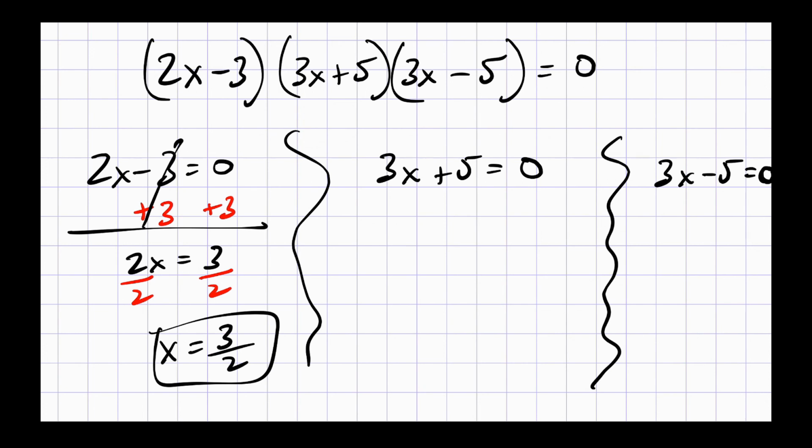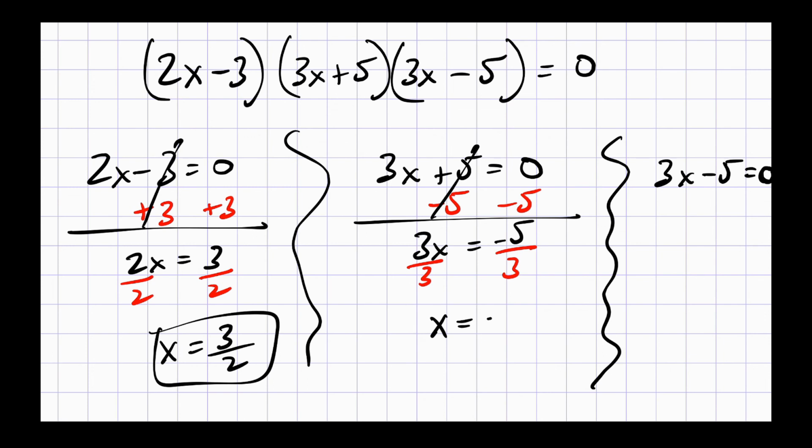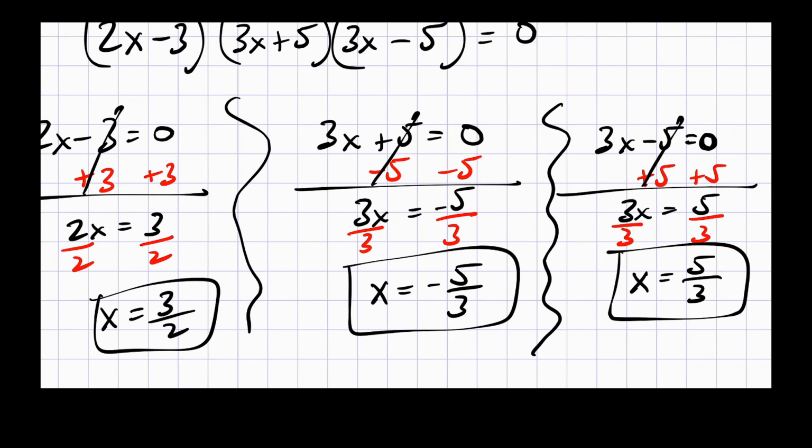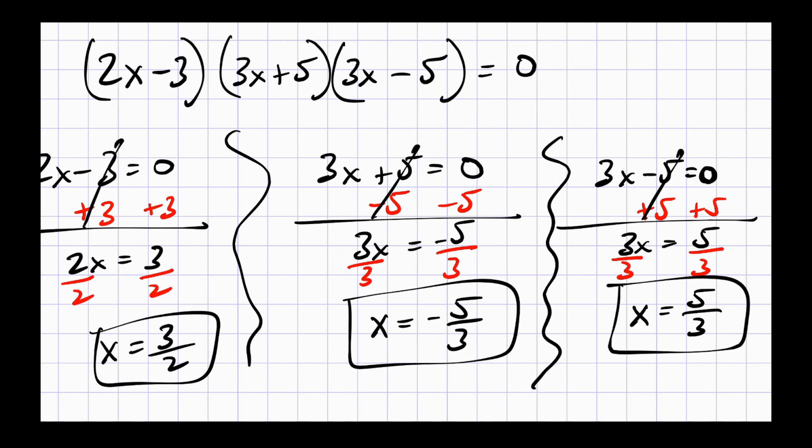Okay. Minus 5, minus 5. Negative 5 over 3. And then the last one. Yep. Thinking that's going to be the answer. All three of those, they're all real. Okay.